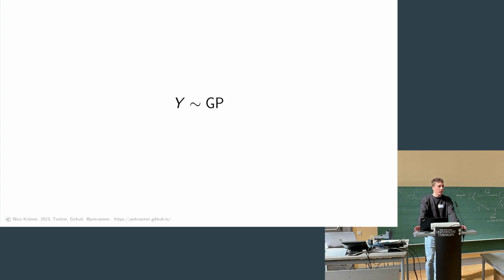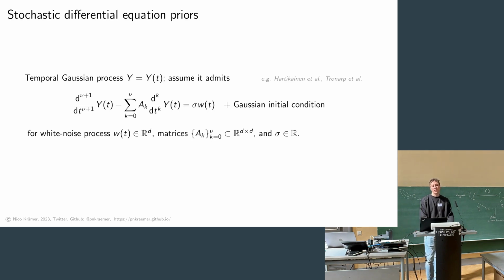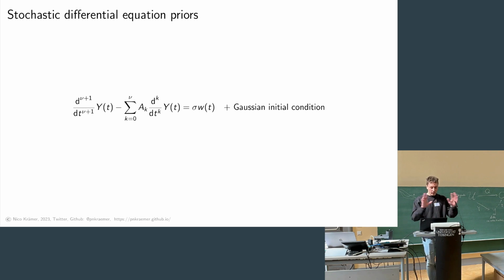Let's take a closer look at the prior distribution. So far, we assume that y is some Gaussian process. What we, in the context of solving differential equations, actually think about is that it's a Gaussian process that admits some SDE formulation. So we say that our process y is the solution of this linear, time-invariant stochastic differential equation. And now let's remove some of the fluff on this slide, because we're going to transform it into something that is more practical to work with.